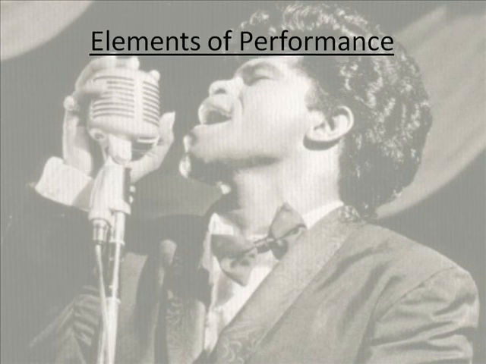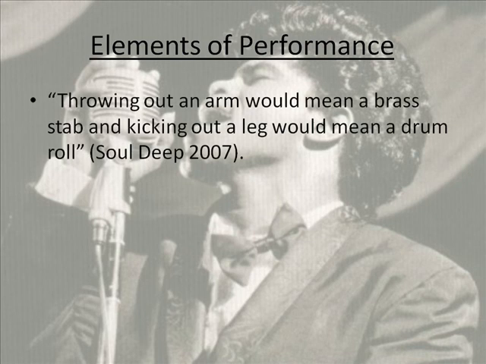For example, throwing out an arm would mean a brass stab, and kicking out a leg would mean a drum roll. There is also the ever so famous "Hit Me Now," signifying to the band to go to the bridge part of the song.